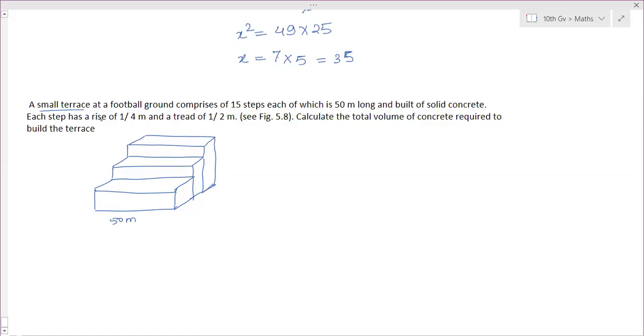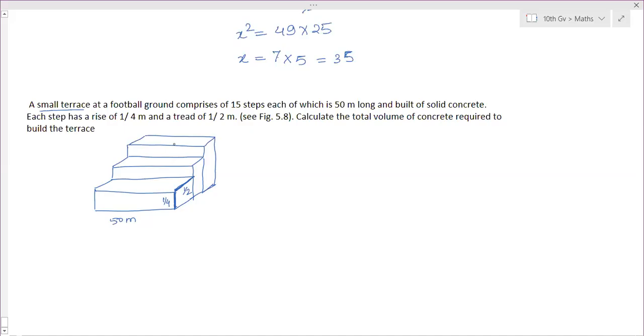Each step has a rise of 1 by 4 meter. The rise means the height. Every step has a height of 1 by 4 meter. And the tread means this is the breadth. This is of 1 by 2 meters. Calculate the total volume of concrete required to build the terrace.